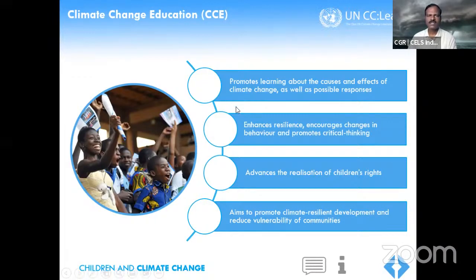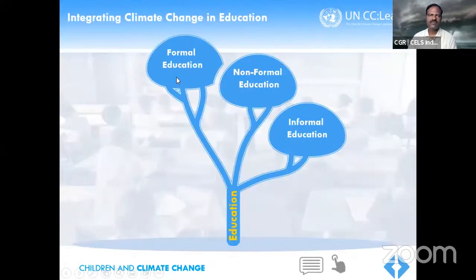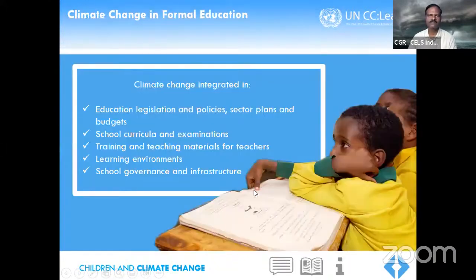And here actually education promotes learning about the causes and effects of climate change as well as possible responses. This is very much required. It enhances resilience, encourages changes in behavior and promotes critical thinking. It advances the realization of children's rights. It aims to promote climate resilient development and reduce vulnerability of communities. And this formal education, non-formal education, informal education, all types of education will lead to the education of the masses. And everywhere we have to incorporate these things.